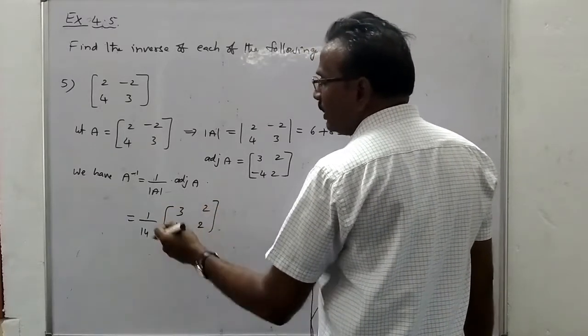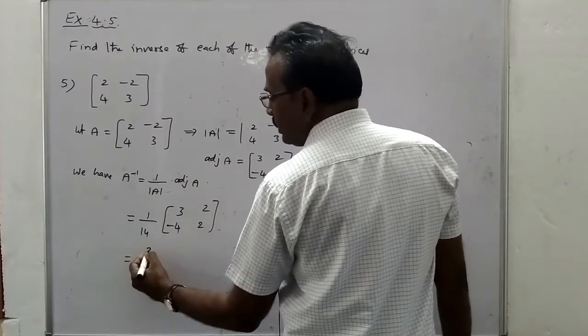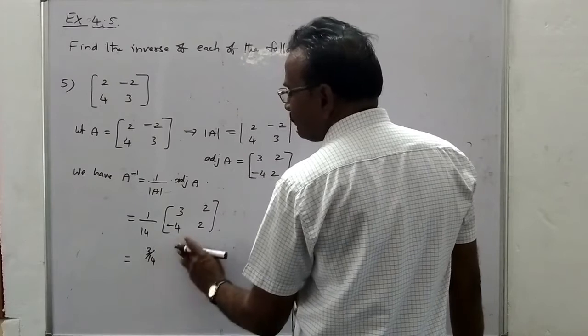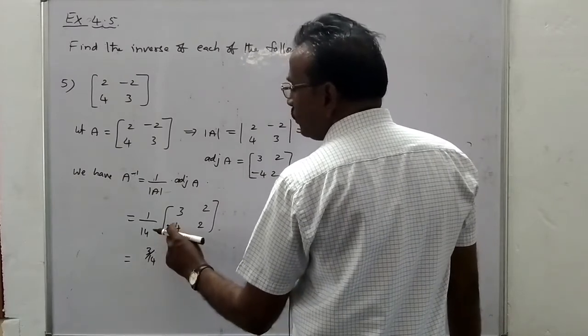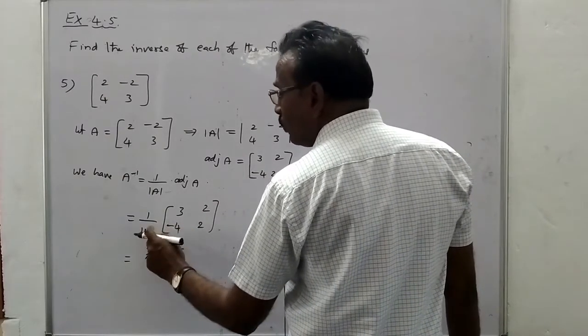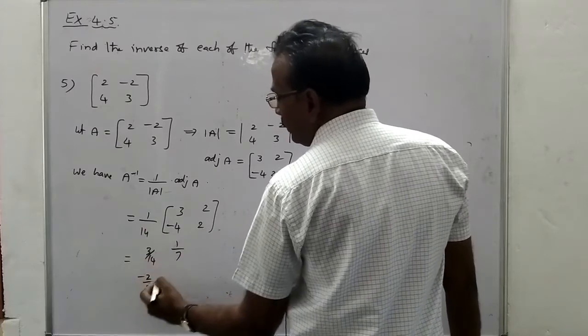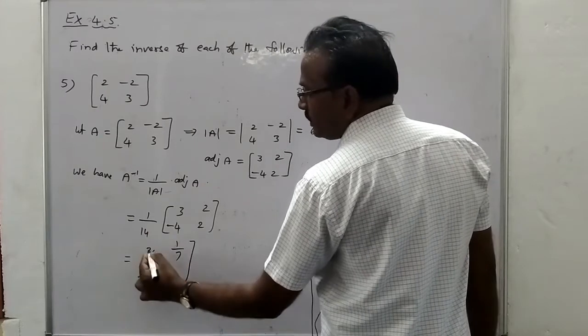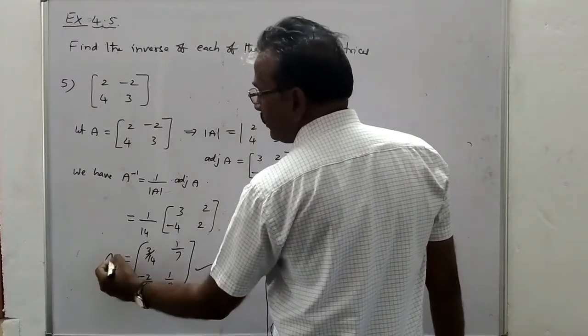So multiply every element by 1 by 14. So that is 3 by 14. 2 by 14 is 1 by 7. Minus 4 by 14, that is minus 2 by 7. And 2 by 14 is 1 by 7. So this is the inverse of the matrix. A inverse is equal to this one.